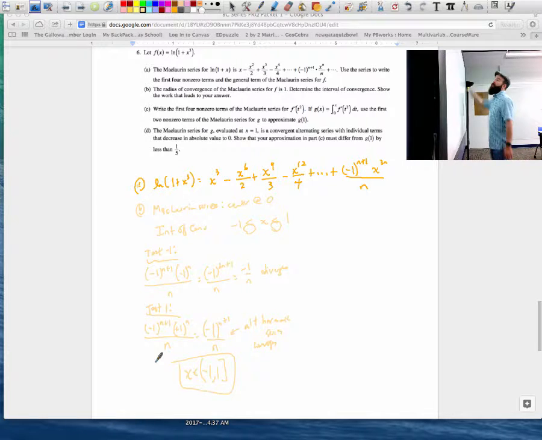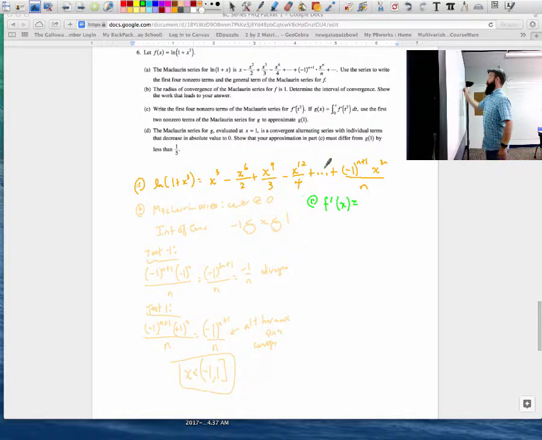Now, part C. Part C says to write the first 4 non-zero terms in the Maclaurin series for f prime of t squared. Okay, so if we're going to write f prime of t squared, we need first the first 4 non-zero terms of f prime. So I write f prime of x, and I tend to write approximately, simply because we're using an approximating polynomial here, the first 4 non-zero terms.